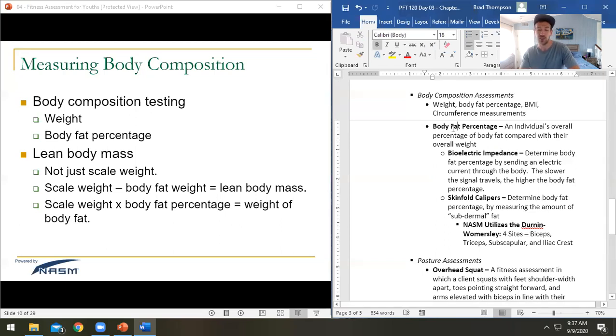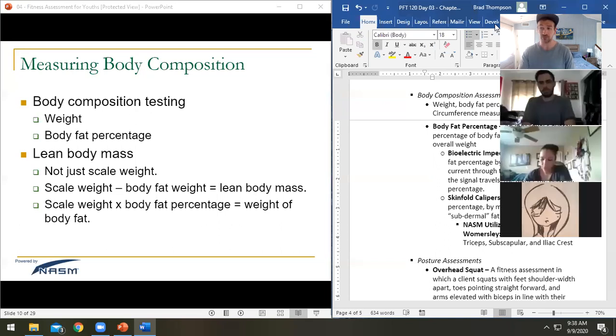When I say body fat percentage, what I'm talking about is an individual's overall percentage of body fat compared with their overall weight. If we're measuring someone's lean body mass, we're trying to figure out what their lean body mass and body fat percentage is. We're going to take their scale weight minus their body fat weight, and that's going to tell you their lean body mass.